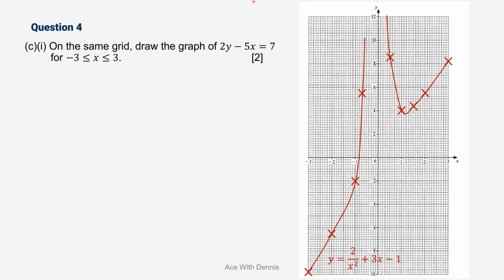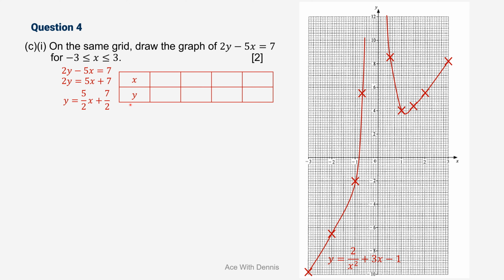C. Part 1. On the same grid, draw the graph of 2y minus 5x equals 7 for the range of x from -3 to 3 inclusive. 2 marks. So from the equation given, 2y minus 5x equal to 7, I want to rearrange this equation so that it is in the form of y equals mx plus c. So I will move the minus 5x to the right side. It becomes 2y equals 5x plus 7. Then I will divide both sides by 2. I will get y equals 5 over 2 x plus 7 over 2. Now it is in the form of y equals mx plus c.